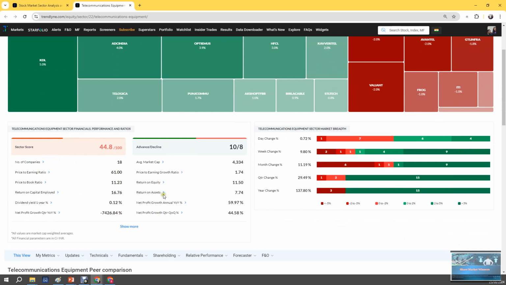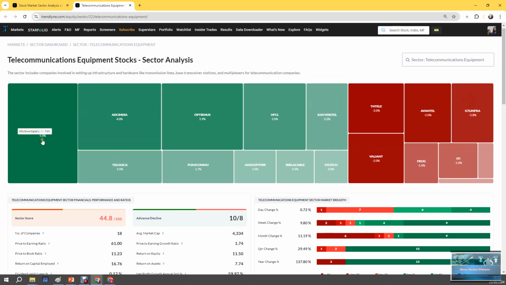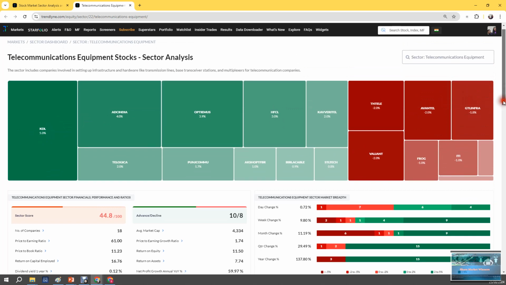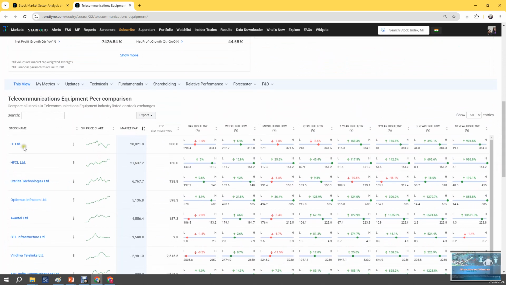I have not explored some of these, like the sector scores and how they are rating it. But out of this, what I can see is that some of the stocks are non-performers, some are performing. KDL, you can see 5%, which is performing, and if you come down, you can even see how some of the stocks are performing, whether on a yearly or 3-year basis. All this you are able to see from here.